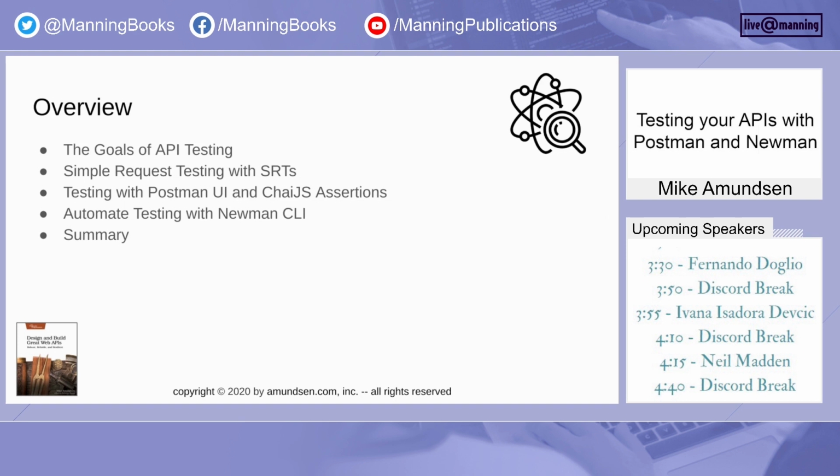We're going to talk about goals of testing. What is the idea behind testing and why are we doing it? We're going to talk about things called SRTs, simple request tests, which is just a way to kind of probe to make sure that things are working fine. We're going to talk about testing with the Postman UI and the Chai assertion library. I'll talk to you about how I use that. Then I want to move to a CLI, a command line interface for Postman called Newman, and show you how I wrap that up to get my own CI/CD service cooking. So that's what we're going to focus on: goals, SRTs, Postman, and Newman.